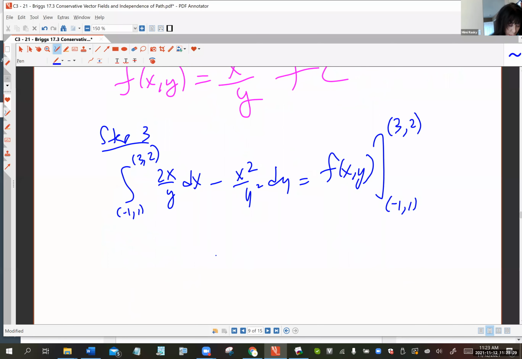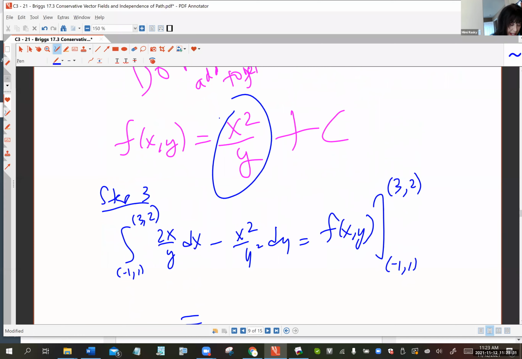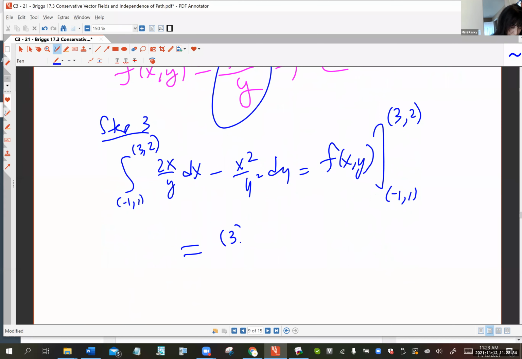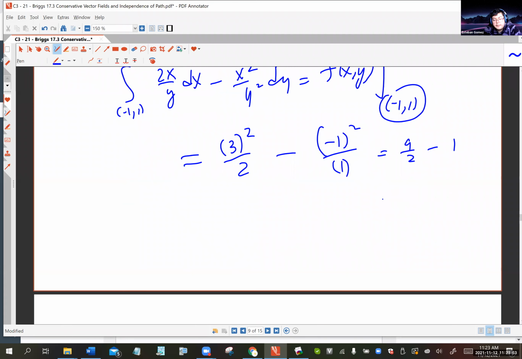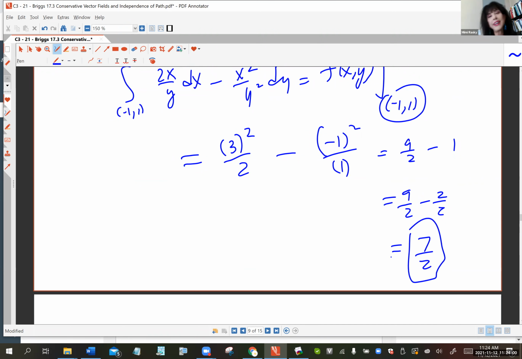Okay, so since mama really is only x squared over y, you're going to have 3 squared over 2 minus, and then when you evaluate at the lower limit, which is the beginning point, what do you get? You have 9 halves minus 9 halves minus 1. Is that right? Yeah, 1. But that's 9 halves minus 2 halves. And you should have gotten 7 halves. Yay! Everybody okay with this?